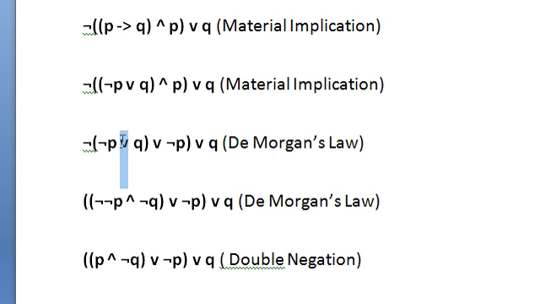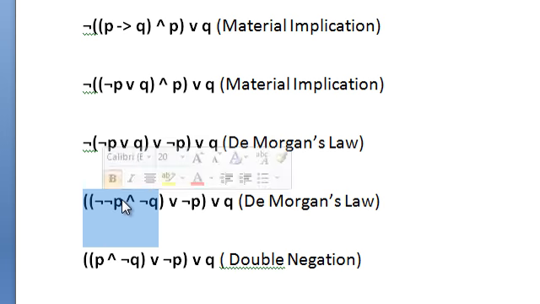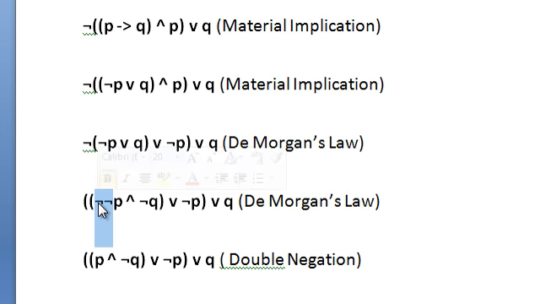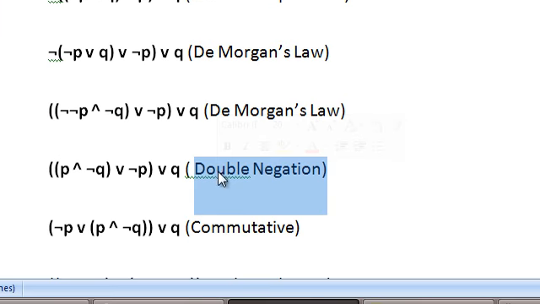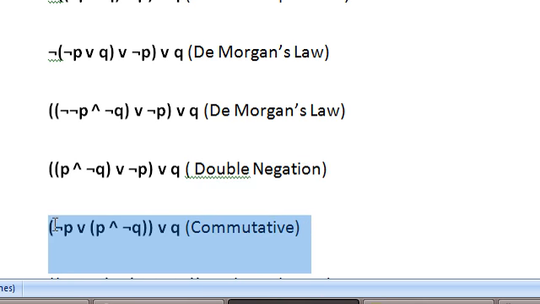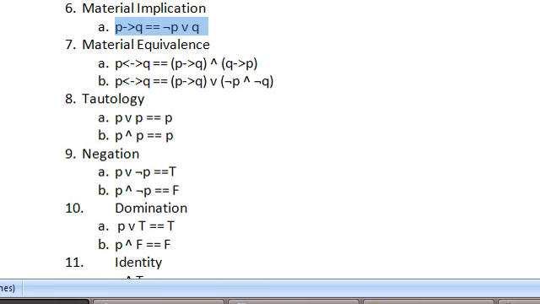Next, we use De Morgan's law again, because there are still negations outside the parentheses. The OR operation here would be converted to AND, and the negation would be distributed to the two propositions. Since there are two negations overlapping each other, we would cancel them using the double negation rule. The statement would be (P and not Q) or (not P or Q). We would then use the commutative to follow the form of the distributive.